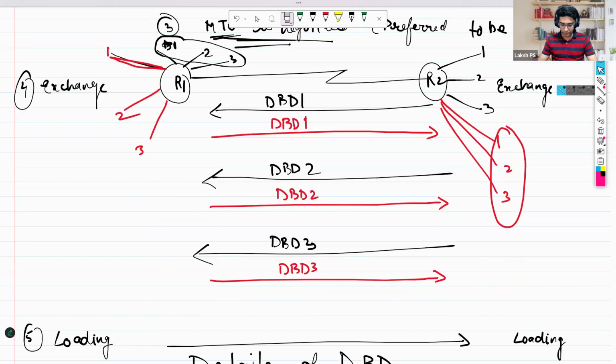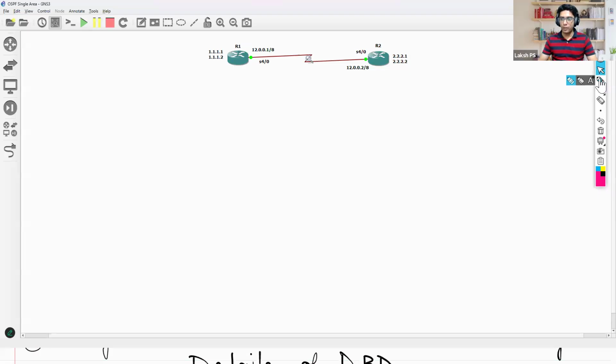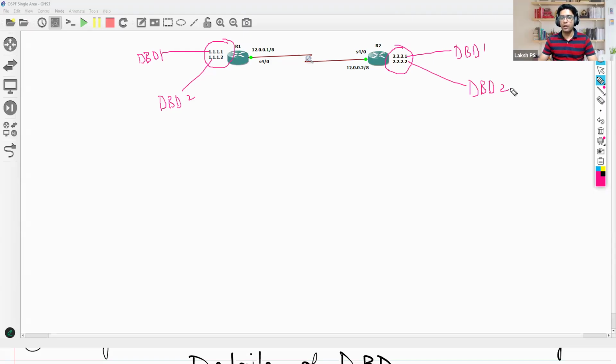So in our diagram, for R1, these are the connected links. For R2, these are the connected links. So this will be DBD number 1 for R1, and this will be DBD number 2 for R1. This will be DBD number 1 for R2, and this will be DBD number 2 for R2.